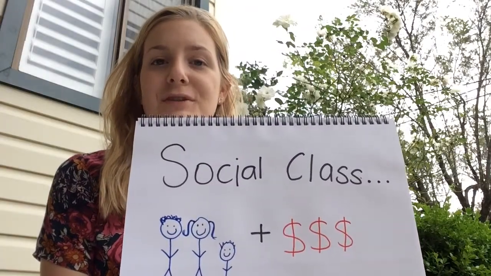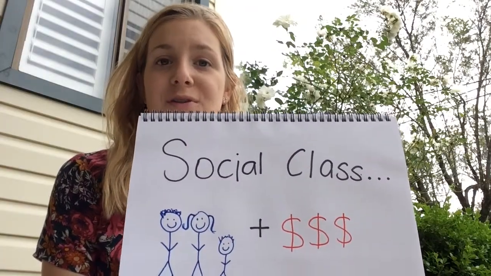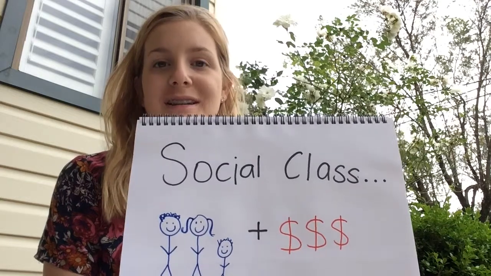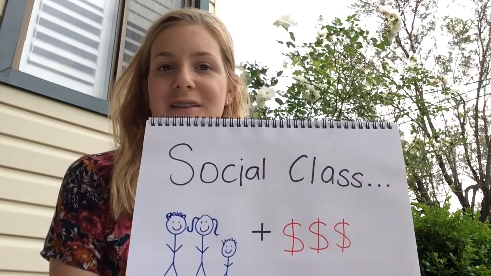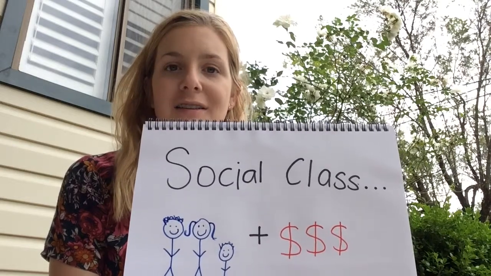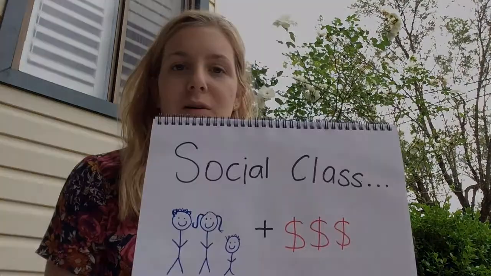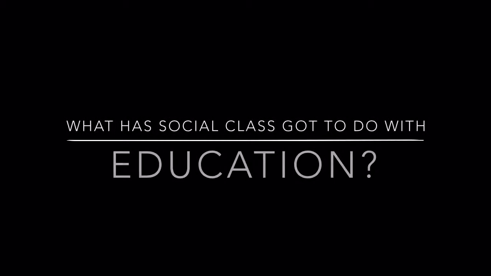Social class refers to a group of individuals who share a similar economic status. There are three main social classes in Australia: the upper class, the middle class, and the lower class. The social class of a family affects a child's education directly by creating inequalities between the classes.